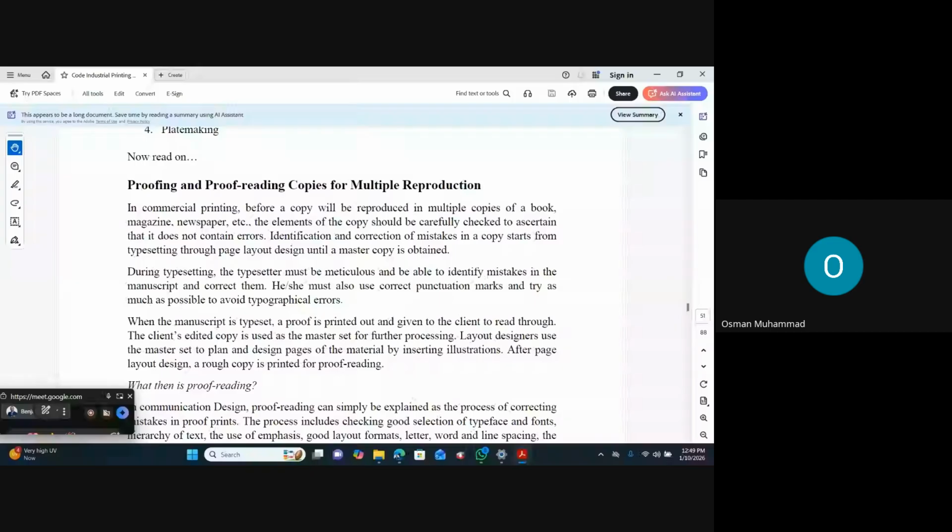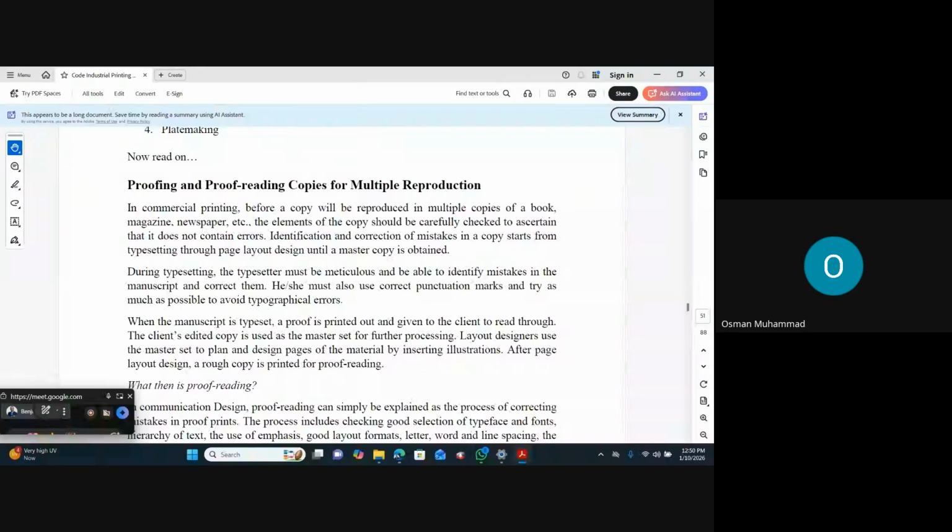Proofing and proofreading copies for multiple reproduction. In commercial printing, before a copy will be reproduced in multiple copies of a book, magazines, newspaper, etc., the element of the copy should be carefully checked to ascertain that it does not contain errors. Identification and correction of mistakes in a copy starts from typesetting through page layout design until a master copy is obtained.